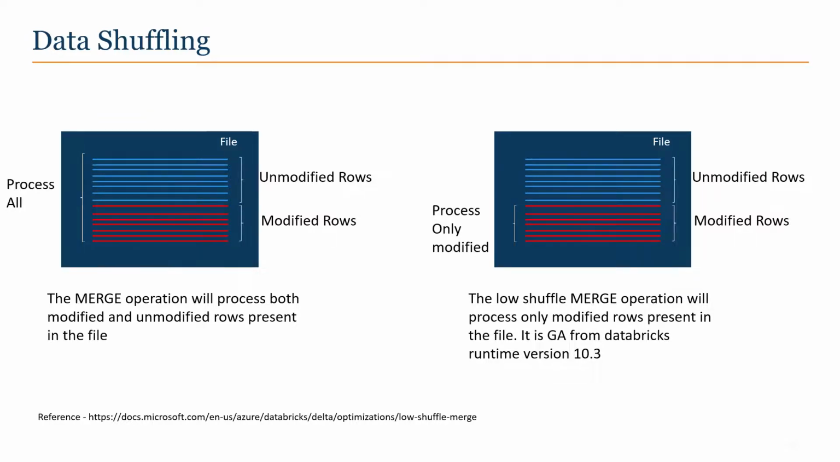So just imagine a file has only 10% data modified. In case low shuffle merge is not enabled, all 100% of the data will be processed. But in case low shuffle merge is enabled, only the 10% data which is modified is processed. So that's the huge benefit.